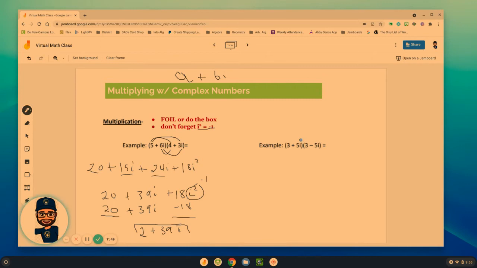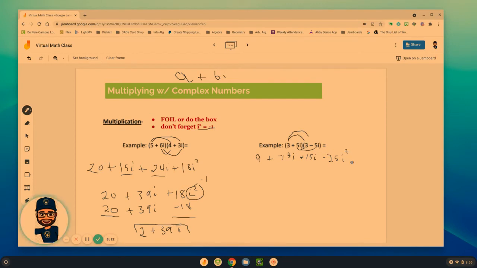Why don't you pause the video and try this second one? So again, I'm just going to distribute 3 times 3. That gives me 9. Plus 3 times the negative 5i is negative 15i. This 5i times 3 is positive 15i. And then 5i times negative 5i is negative 25i squared.